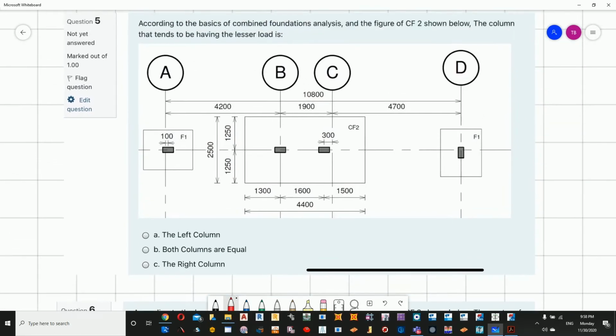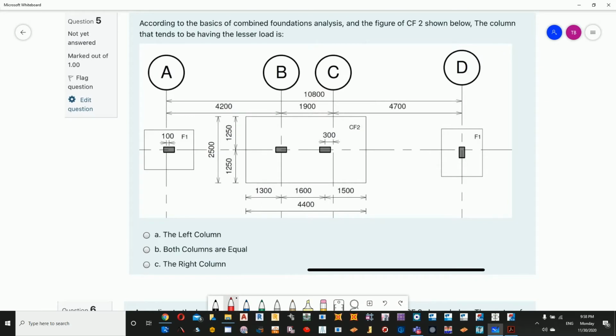Question number 5 says, according to the basics of a combined foundation analysis and the figure of CF2 shown below, the column that tends to have the lesser load. Some of you have got it as lesser load, some of you have got it as heavier load. Now, there are two things to be taken into account.